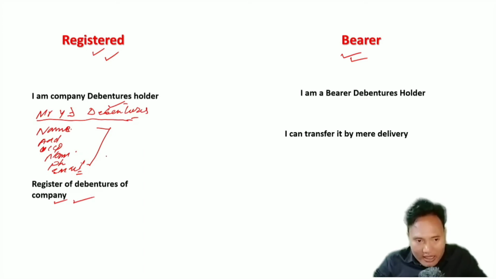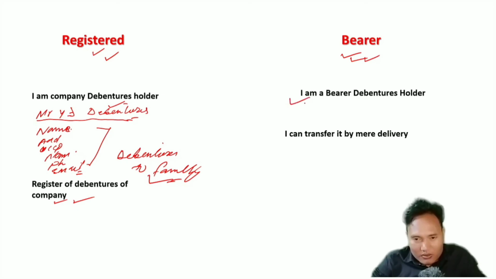When he wants to transfer his debentures to his family or anyone else, he will have to go through various formalities and procedures in order to transfer his debentures from one person to another person. But in case of bearer debentures, he or she doesn't need any formalities or procedures to transfer debentures from one person to another person.